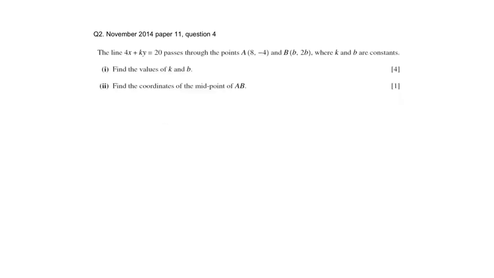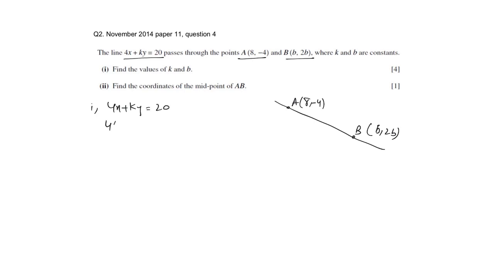So let's consider this question in which we have been given a line 4x plus ky equals 20, and the line is passing through 2 points. If a line is passing through A and B, then the coordinates must satisfy the equation of the line. So the line is given to you as 4x plus ky equals 20. What you can do is plug in the values of x and y and find the unknowns out. So you can find the value of k from here.